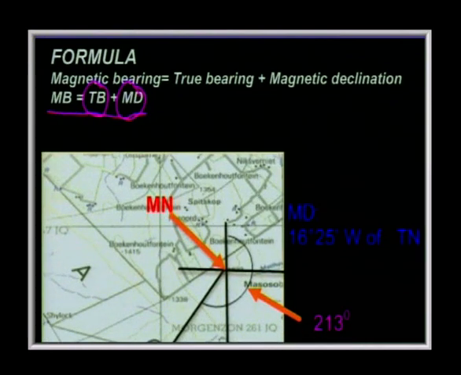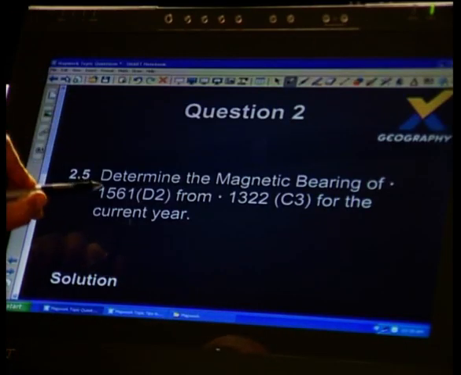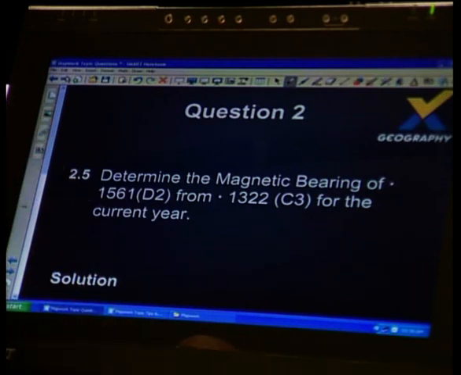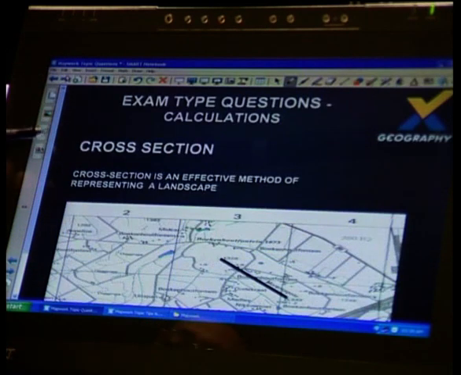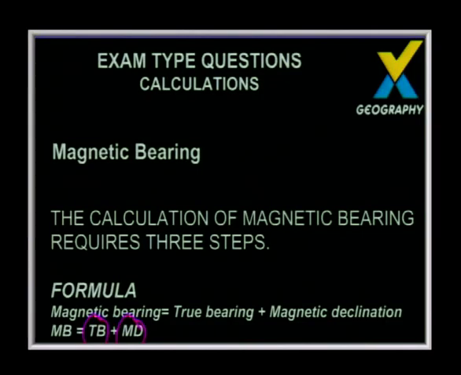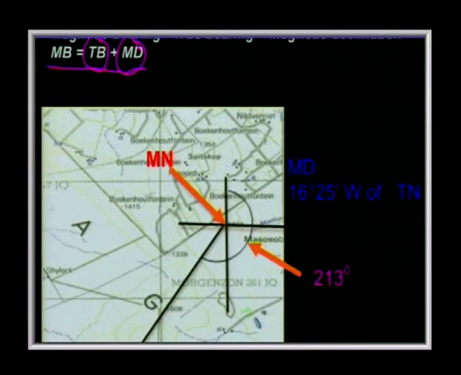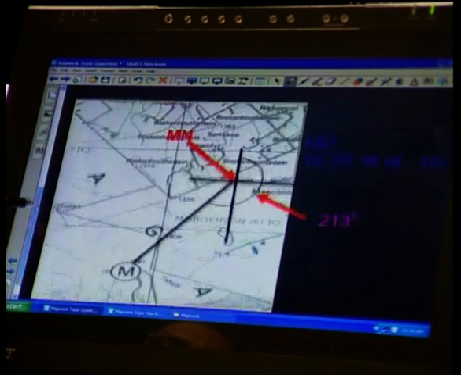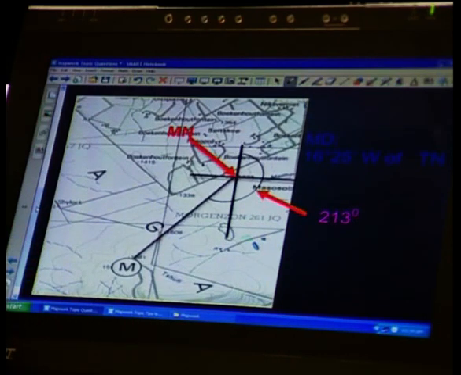I must remember that wherever the from point is, I am standing on the from point and I'm looking towards the other point. So in my question again, it says calculate the true bearing of spot height 1561 from spot height 1322. So I am standing at 1322 and I'm looking at spot height 1561. So I need then to look at my map, okay? And there's 1322 down there and 1561 at the bottom. So the first thing is I have to calculate my true bearing, okay?